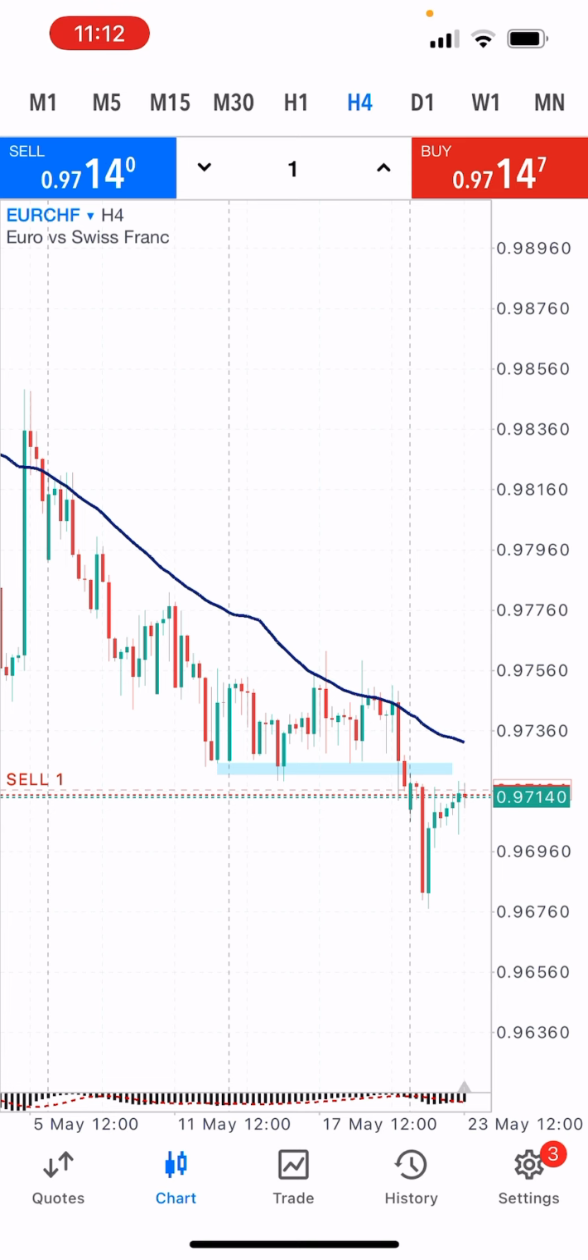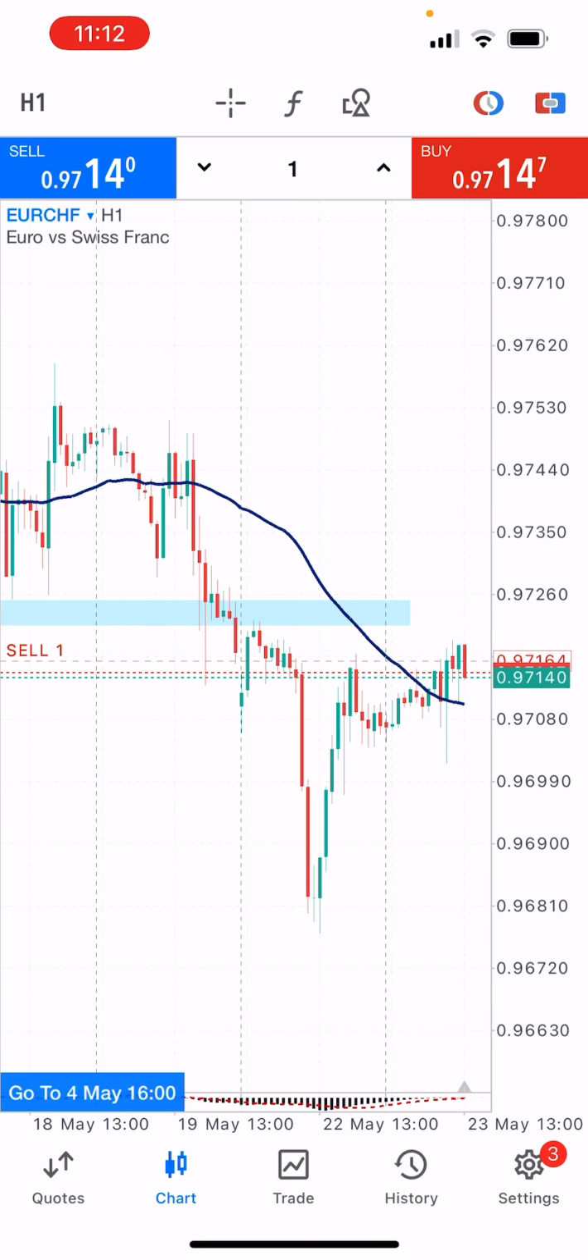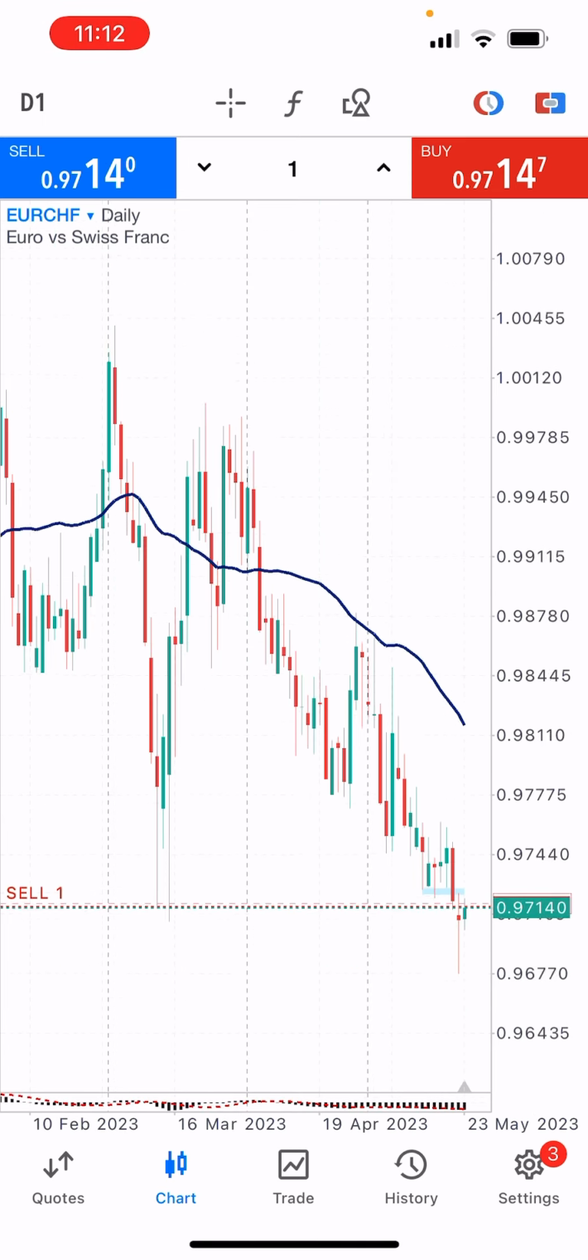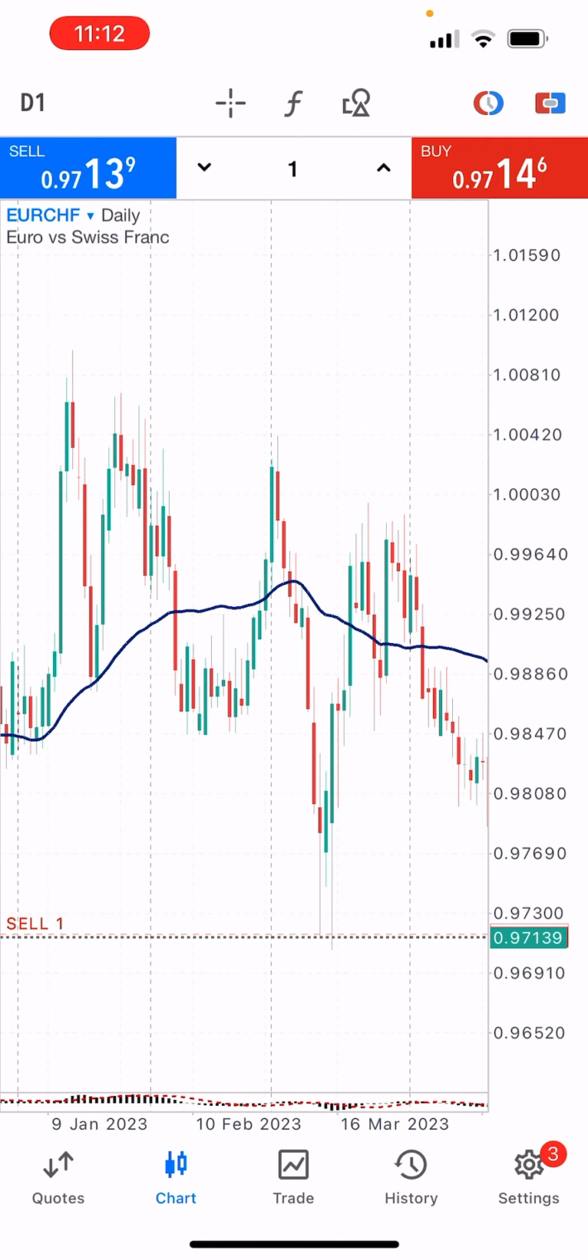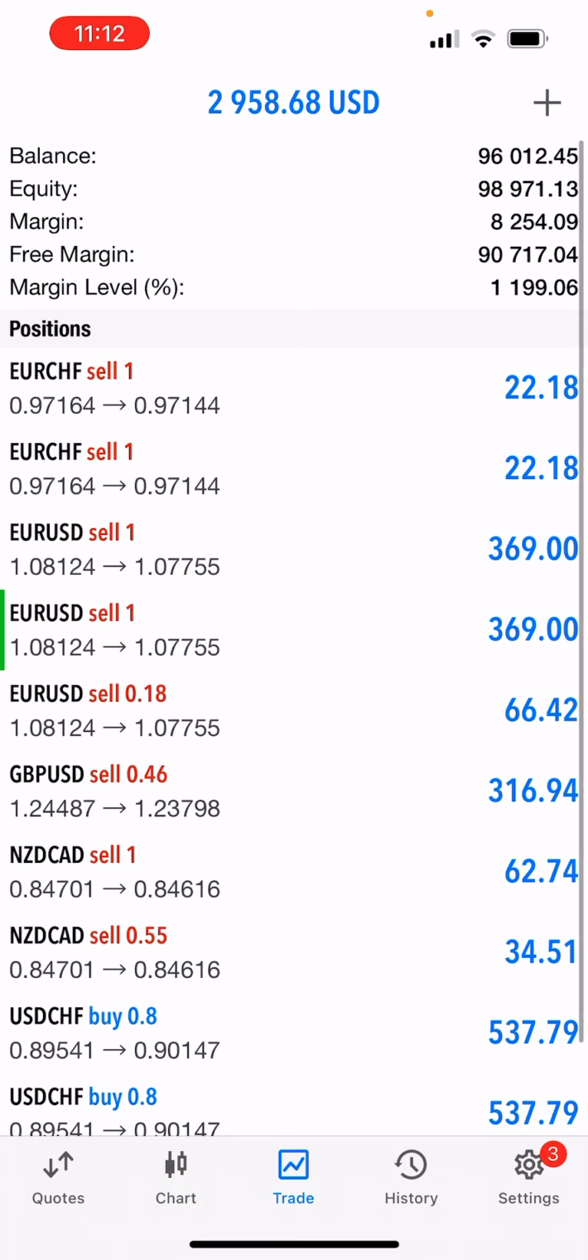That's just it. Then look at the 1-hour time frame, still the same concept. The daily time frame is also still in a downtrend, so that's why I'm getting in for that sell.